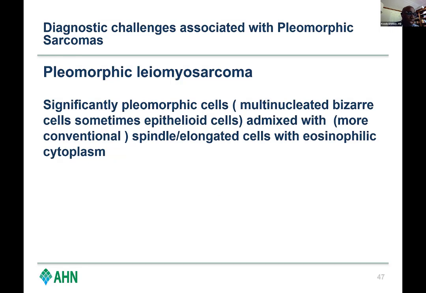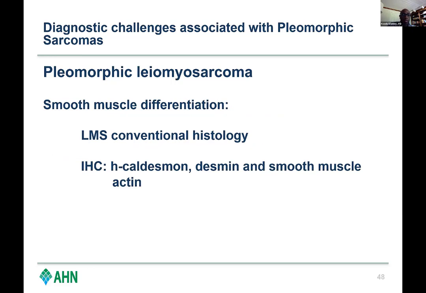The criteria for diagnosis is pretty straightforward. Pleomorphic leiomyosarcoma is characterized by multinucleated bizarre giant cells, sometimes epithelioid cells, admixed with conventional spindle cells showing conventional smooth muscle features with elongated, blunt-ended nuclei and pink eosinophilic cytoplasm arranged in an interlacing fascicular pattern. And as a criterion, we need to show smooth muscle differentiation.